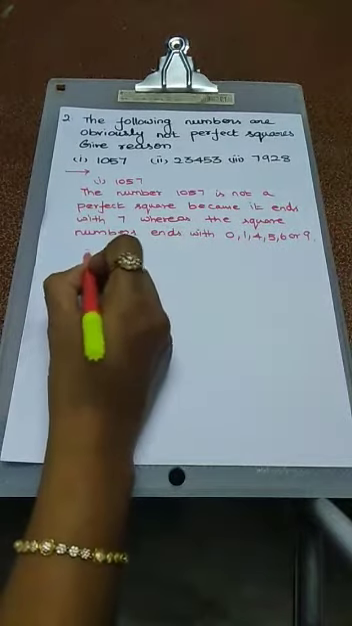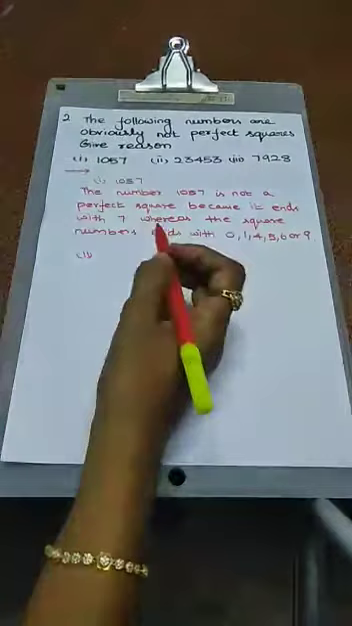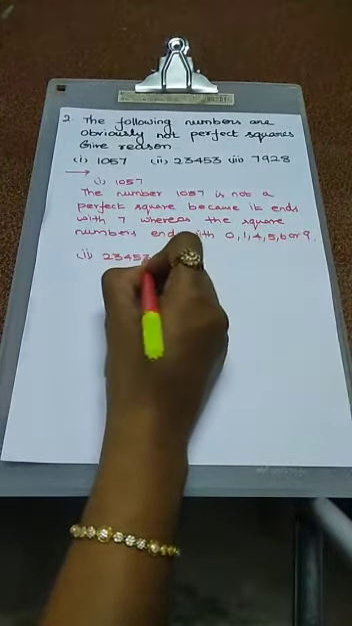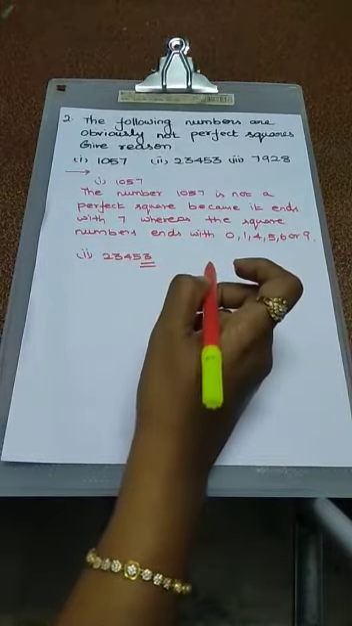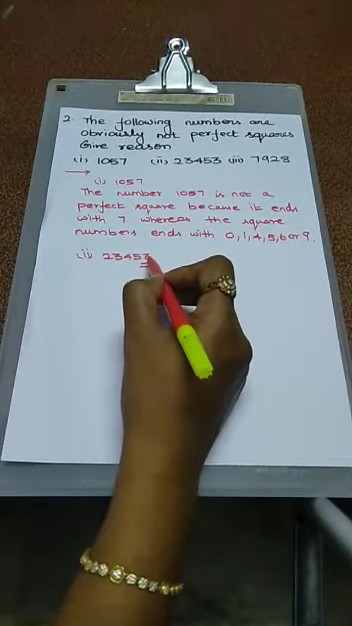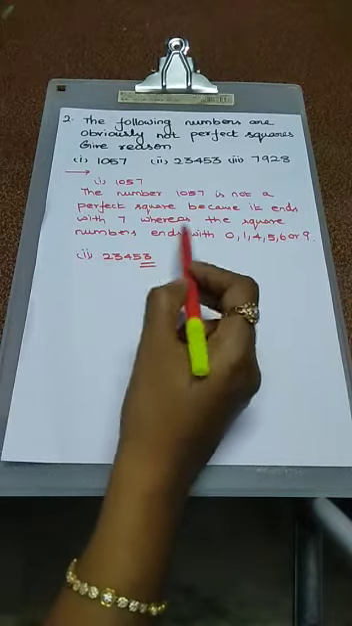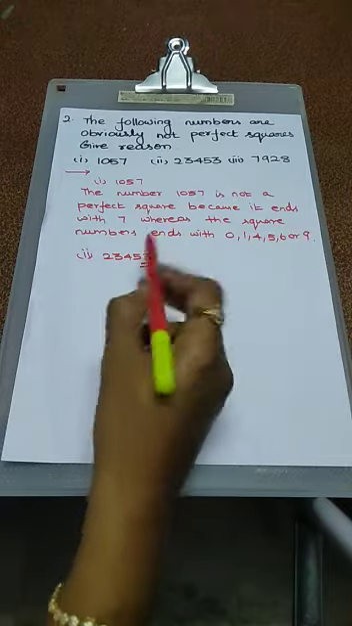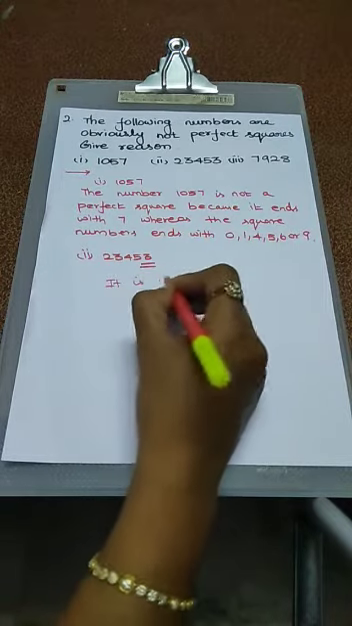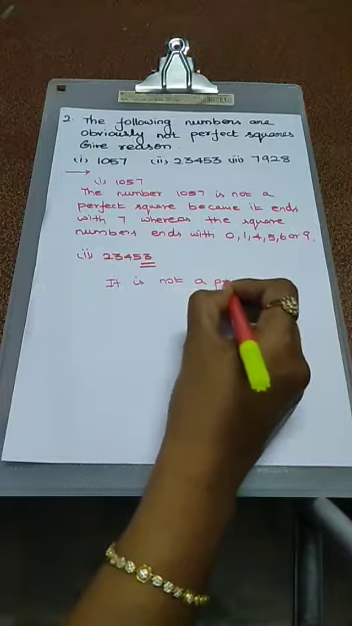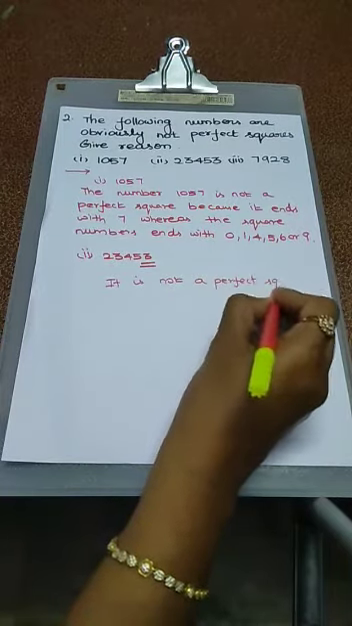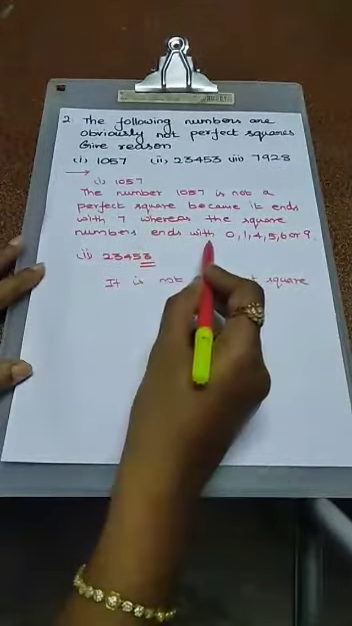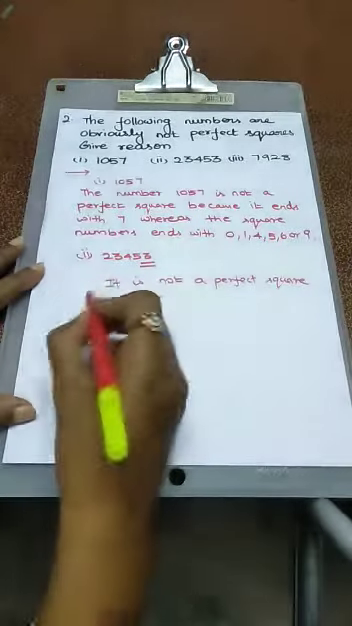Okay. What is the answer for the second subdivision? The second subdivision is 23,453. You just look at the ending number. Actually, the unit place value is 3, so it is also not a perfect square. The reason is that square numbers end with 0, 1, 4, 5, 6 or 9 only.